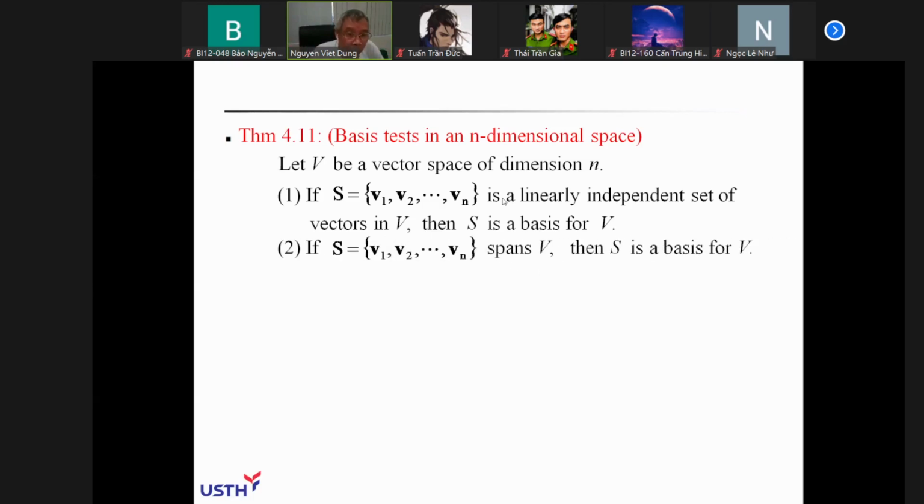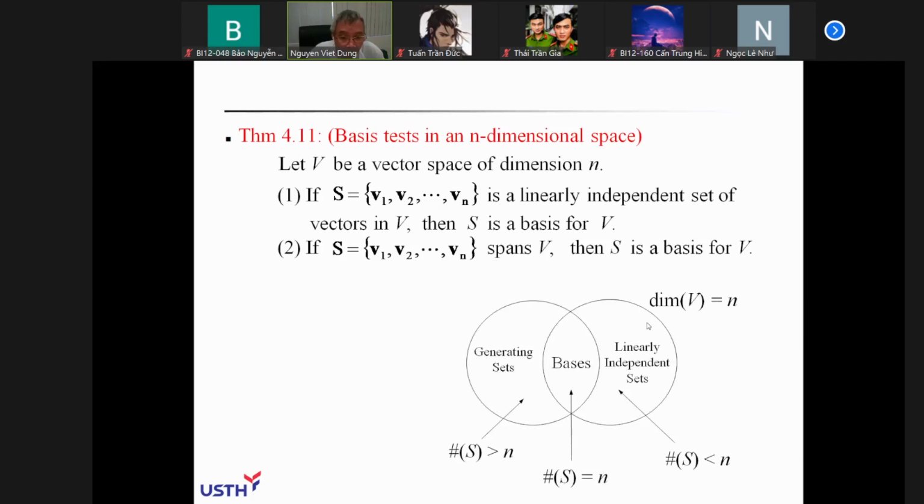And the next one again, suppose that you have the set S of exactly n vectors like that. And if you can verify that S is a spanning set of V, or in other words, S generates V, then S will be a basis for V. And once again, it is illustrated in this picture. And that is the end of the section about the basis and the dimension.